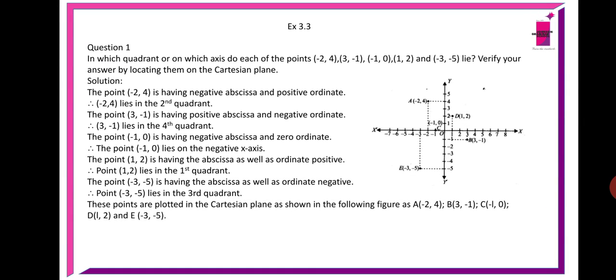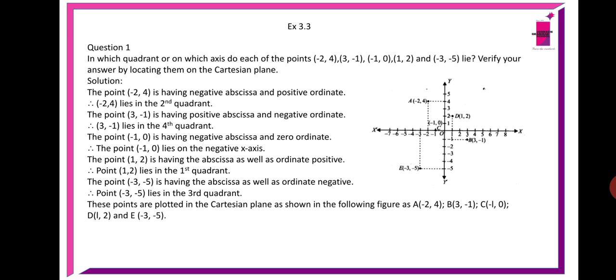In which quadrant or on what axis do each of the points minus 2 comma 4, 3 comma minus 1, minus 1 comma 0, 1 comma 2 and minus 3 comma minus 5 lie? Verify answer by locating them on a Cartesian plane. Generally, we've discussed quadrant 1, it will be positive, positive, quadrant 2, it will be negative, positive, quadrant 3, negative, negative, and quadrant 4, positive and negative. So minus 2 comma 4 comes in quadrant 2.